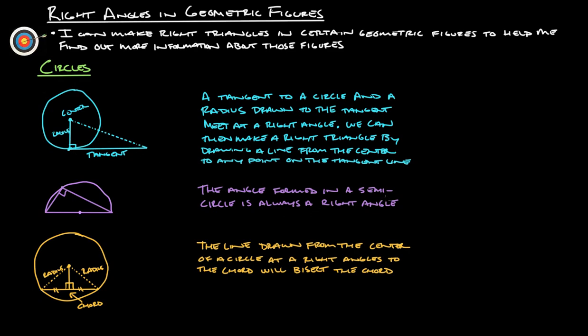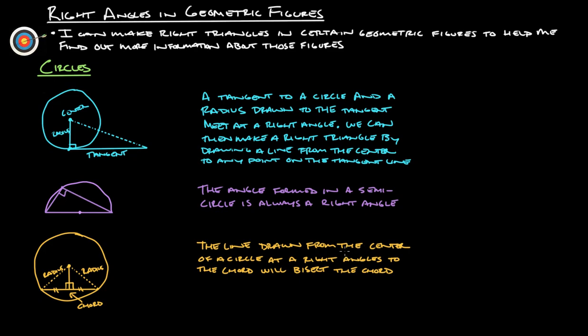The angle formed by a semicircle is always a right angle, okay? So if you basically pick any point on this circle, and you pick this point right here, and you draw the two lines from each end of your diameter, draw from the ends of the diameter to the point, and that will always make a right angle.